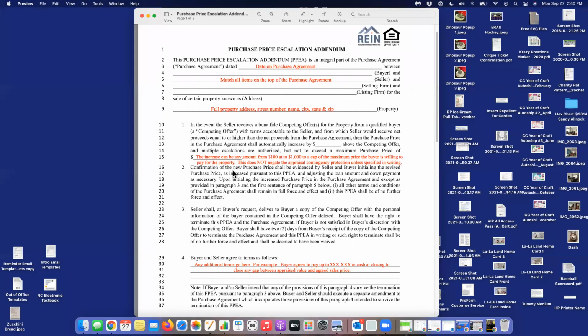Now, it's important to keep in mind that doing this does not negate the appraisal contingency protection that's written into the purchase agreement, unless you specifically say in writing that the buyer will bridge the gap between the appraised value and the sales price. So unless you state it in writing, your appraisal contingency protection remains in place, okay?